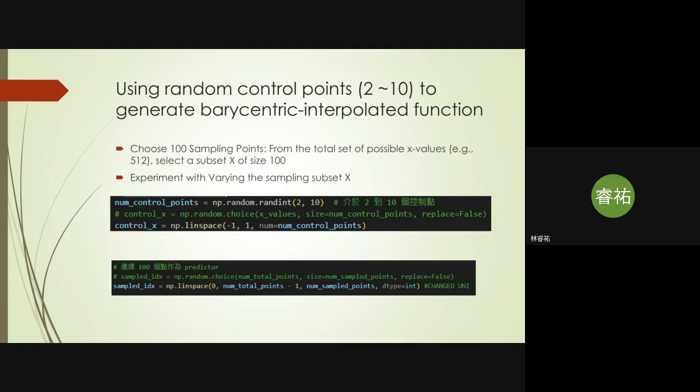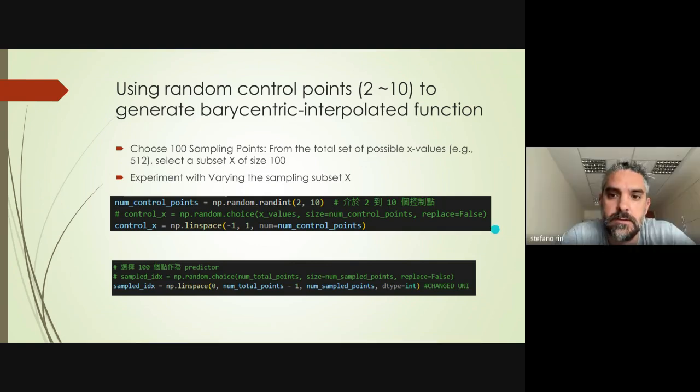I think we learned the barycentric interpolated method, so it cannot predict the periodic function. Yeah, that's what I said.